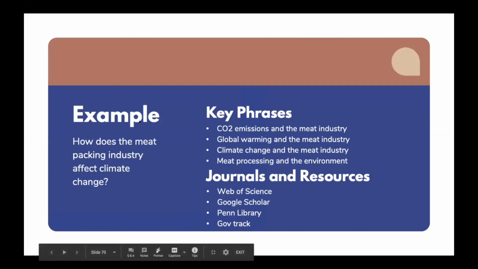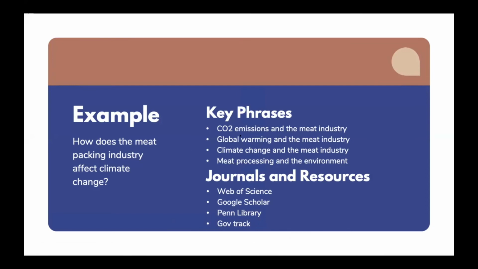Okay, so again, going with the example of the meatpacking industry and how it affects climate change, just like I said before, you can use the phrase CO2 emissions, global warming, climate change, the environment, and we all know we're talking about the same thing, but they're all different words and articles might only pop up when you type in those phrases. And the same thing with meat industry, you can say meat processing, meat distribution, or whatever. So what I would do is write down the phrase that I used, and then under that put a lot of sources. And the same thing with your journals and resources, really transcribing exactly how you got these things.